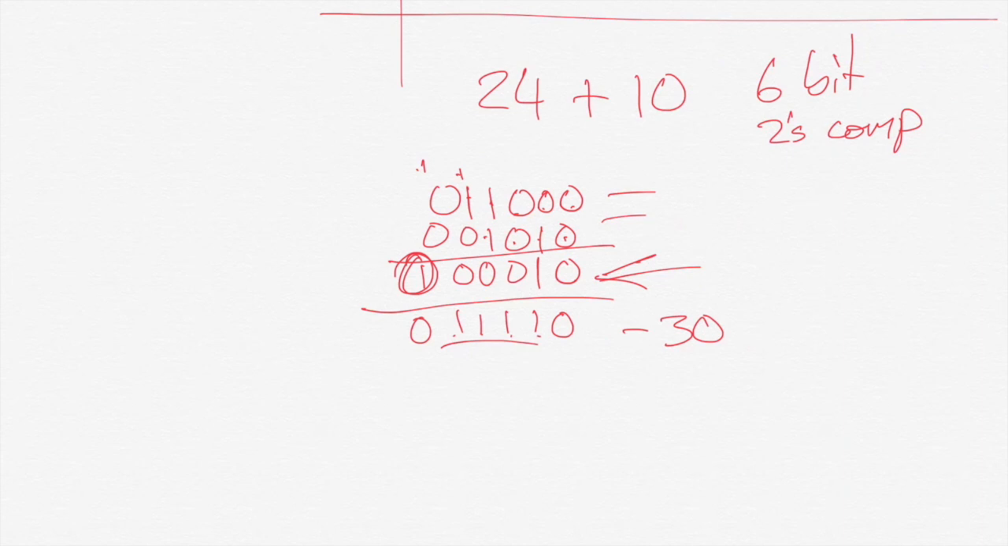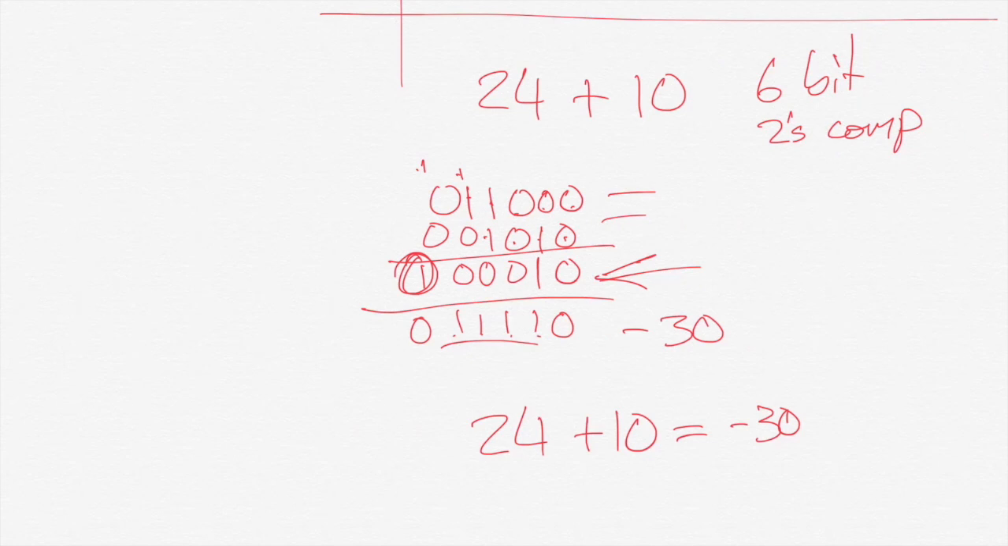That seems a little bit strange. How on earth can 24 plus 10, a positive number plus a positive number, equal negative 30? Obviously an error has occurred here, and we give that error a name. This is called overflow error.